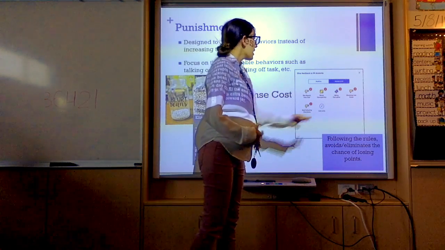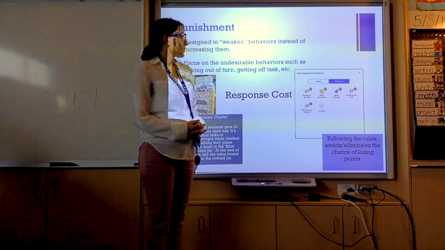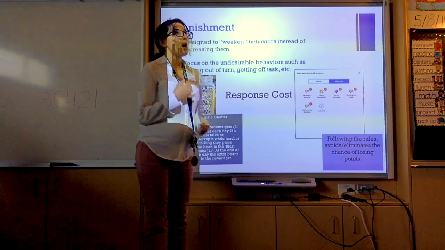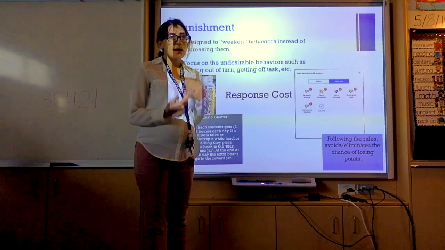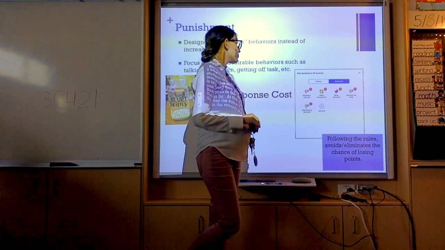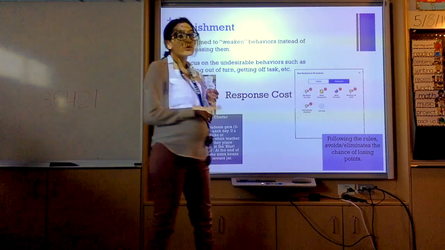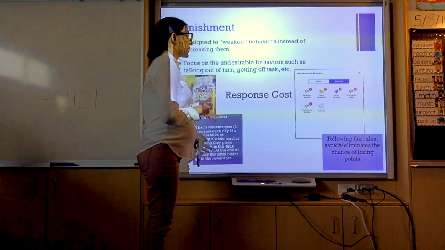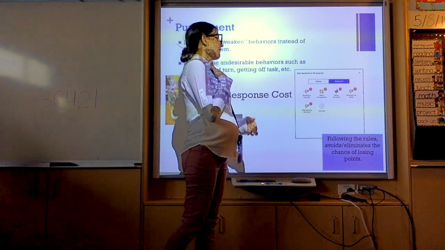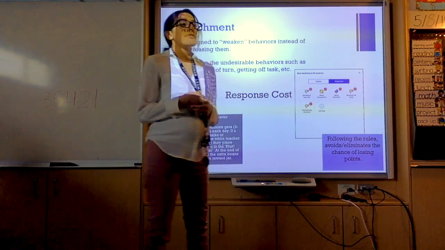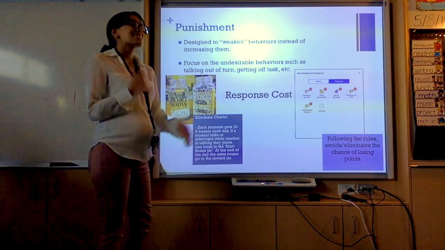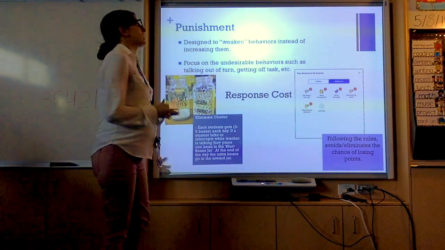Over here, I use a losing point system, a response cost, for breaking any of our class manners or rules. I use this on Class Dojo. They can lose points for being disrespectful, being disruptive, breaking line rules, and not following directions. By following the rules, they avoid the chance of losing points, and so they are less likely to do that behavior again.